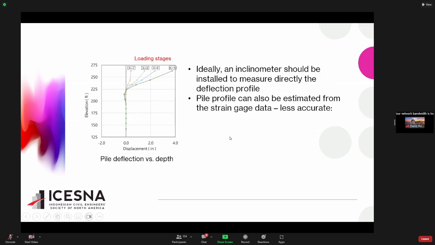So we use the strain gauge data to estimate the profile, which is less accurate. We can use this equation to estimate the rotation and displacement. But again, as I say, it's not very accurate. If you want to have accurate results, you have to use an inclinometer.